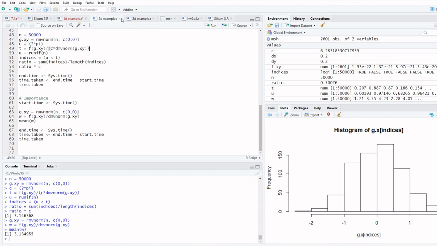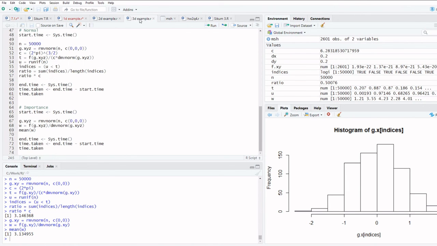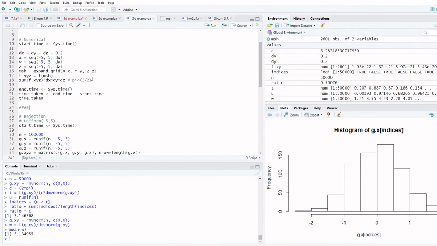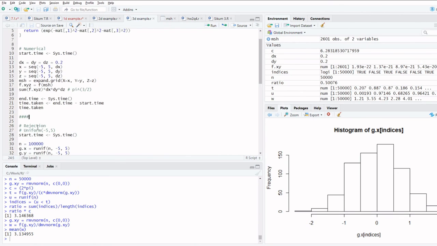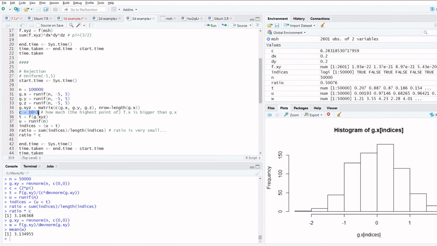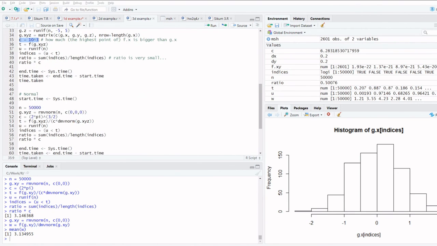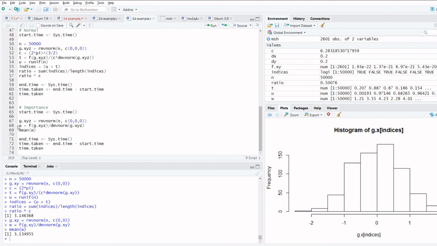I will leave a link in the video description for both this script and a script I made for 3 dimensions, which is something that is pretty hard to visualize. And that's all I wanted to show in this video. In the next videos I will show how to find the bounding constant, this thing over here, and also how to use the weights in importance sampling to actually sample from the posterior distribution. So thanks for watching.